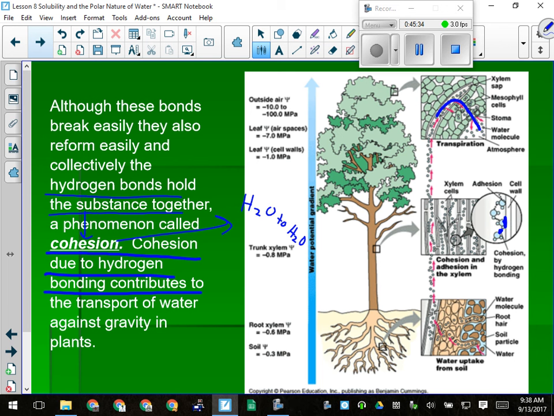Now, where's the best place to skip a rock? A lake or a river? Yeah, a lake, right? The surface tension isn't broken as much in a lake. If it's a windy day, you're not going to be able to skip the rock as well as on a calm day, because the waves will disrupt the surface tension. They'll break the hydrogen bonds.